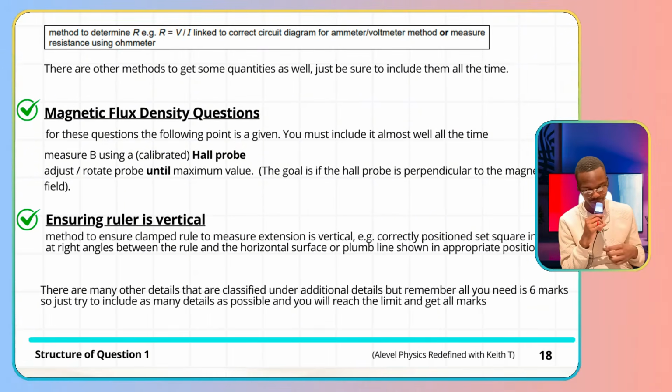Magnetic flux density questions: for these kinds of questions, the following point is always given. You must include it almost every single time. So measure B using a Hall probe, right? We always talked about this. I explained in the second video what a Hall probe is and how it works. Or adjust or rotate the probe until you get the maximum value. It's always an additional detail. The goal is for the Hall probe to be perpendicular so that we get the maximum possible reading. That's very, very important.